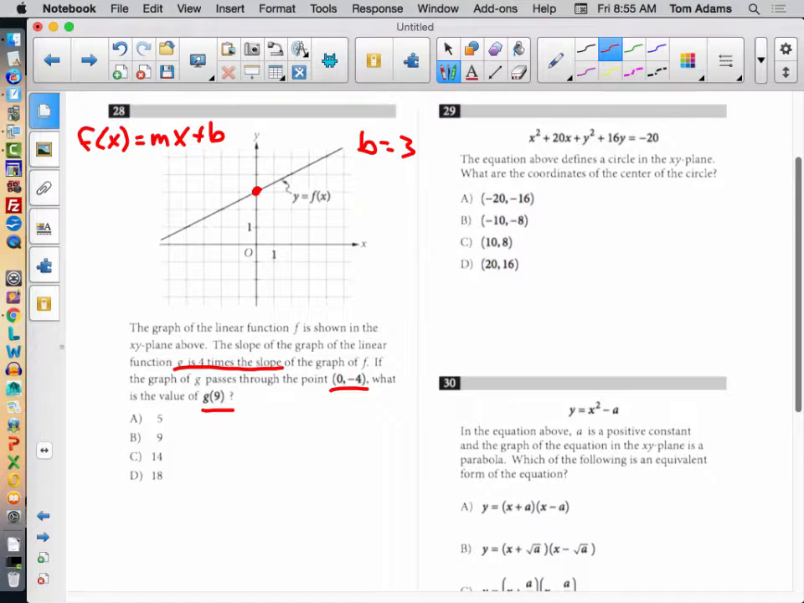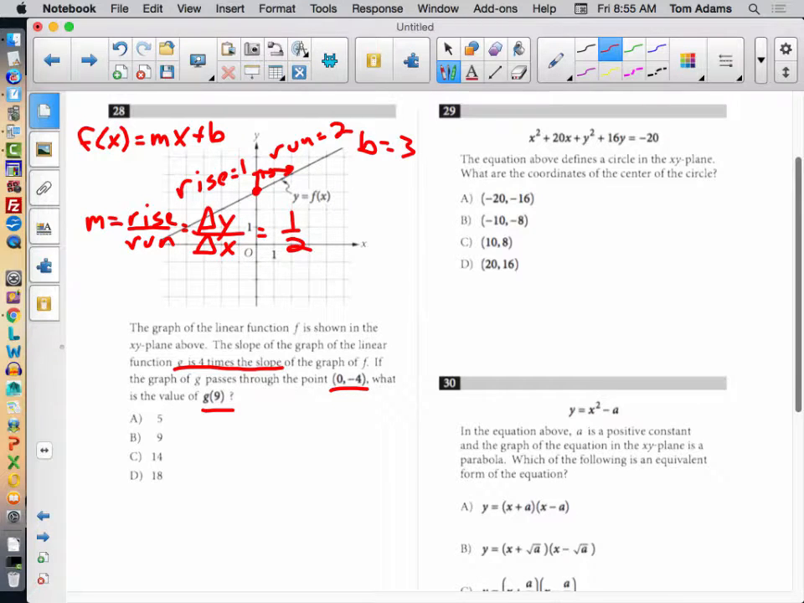Now to find the slope for this, I'm going to do my rise over run, and it looks to me like I go up 1. In other words, my rise is equal to 1. And then I go over 1, 2. So my run is equal to 2. So my slope is my rise over run. Sometimes we call that delta y over delta x. And it's going to be 1 over 2.